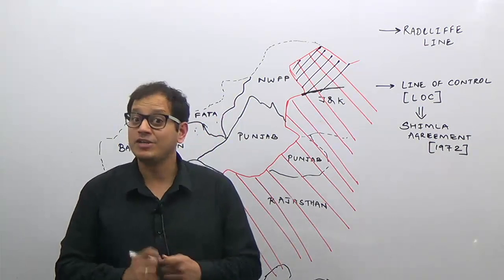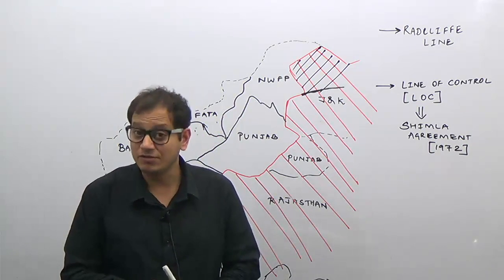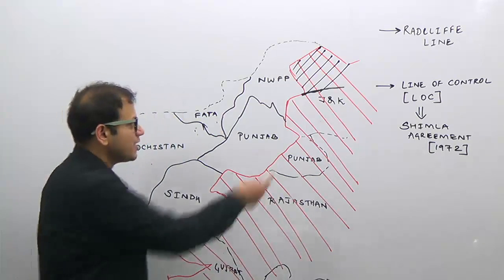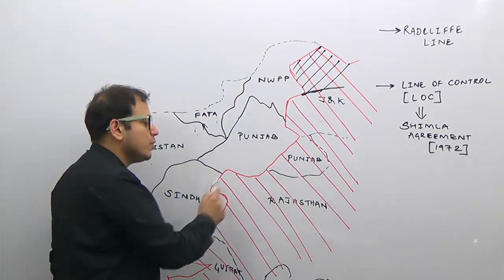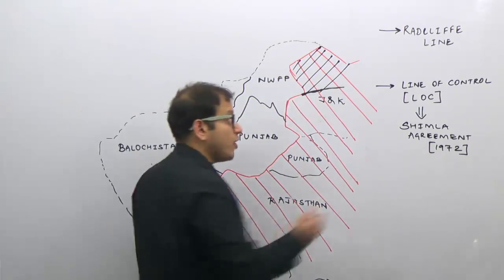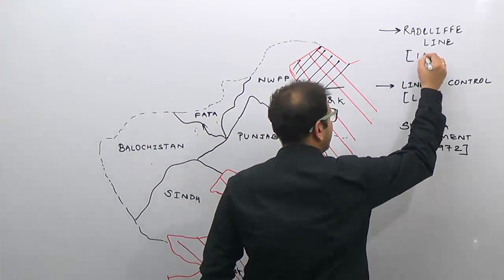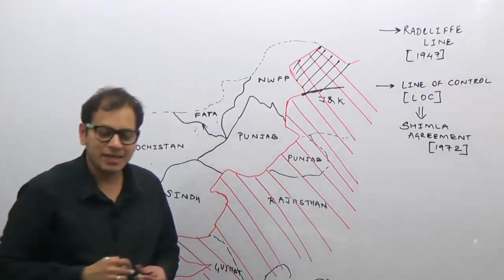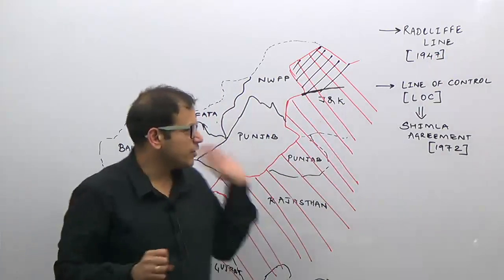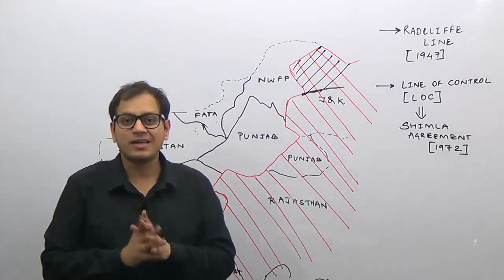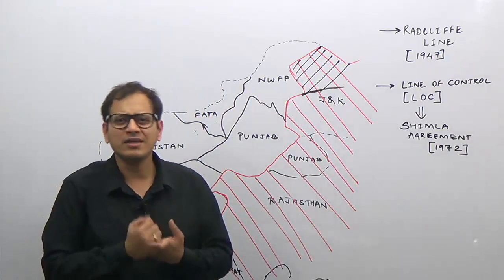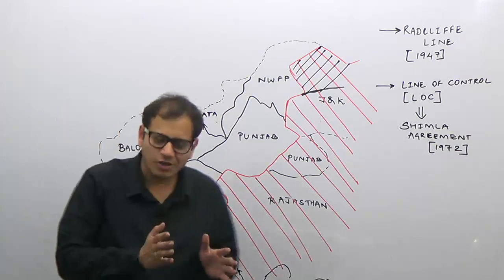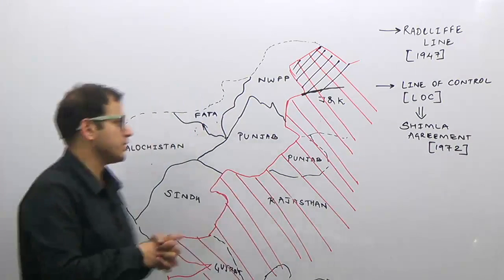Where is the Line of Actual Control? With China. Where is the Line of Control? With Pakistan. What is the Radcliffe line? The Radcliffe line is an international boundary, this red colored line, which India shares with Pakistan, which was formed in 1947 by British India. It was demarcated by Sir Radcliffe, and therefore it is known as the Radcliffe line. It is not a disputed territory. It is an internationally acknowledged boundary between India and Pakistan.